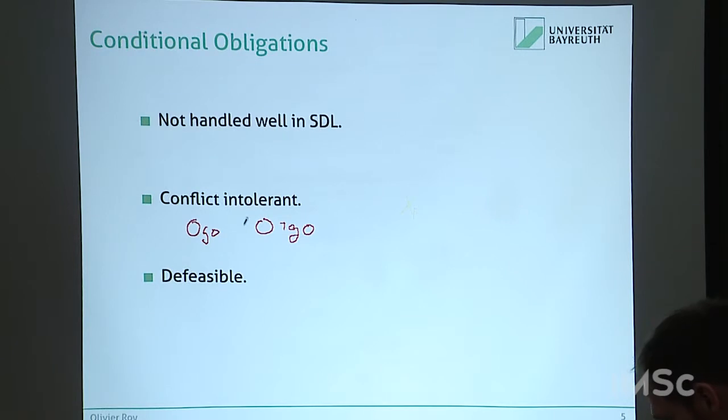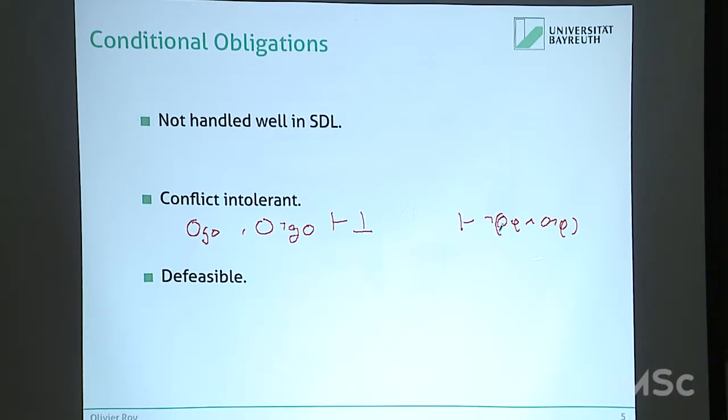So how do we prove this? Well, we've seen that this is a theorem of SDL. That's just a rewriting of O implies P. Yesterday I mentioned that quickly. Then this just follows; this is just the negation of that. So SDL is just conflict intolerant. And you'll see later on why what I mean by a conflict tolerant logic relates to conditional obligation.